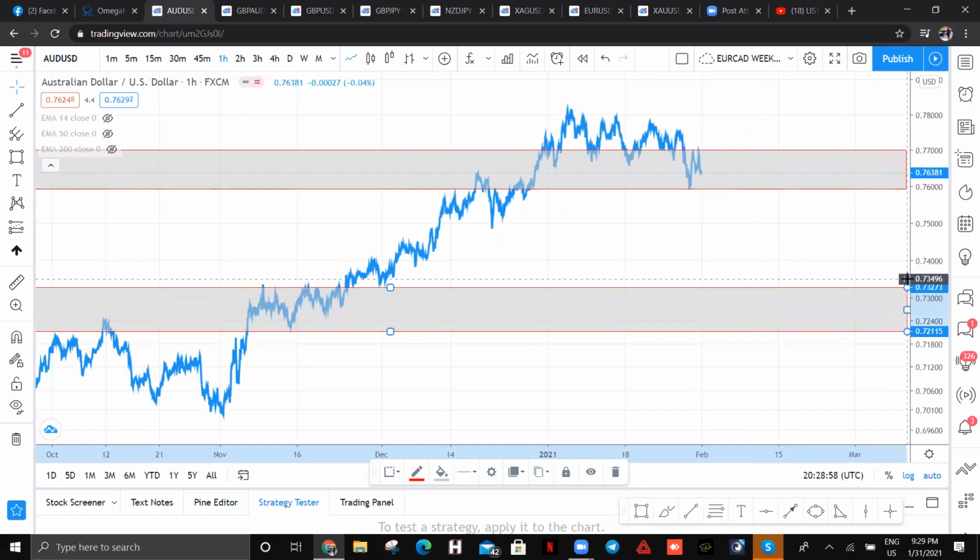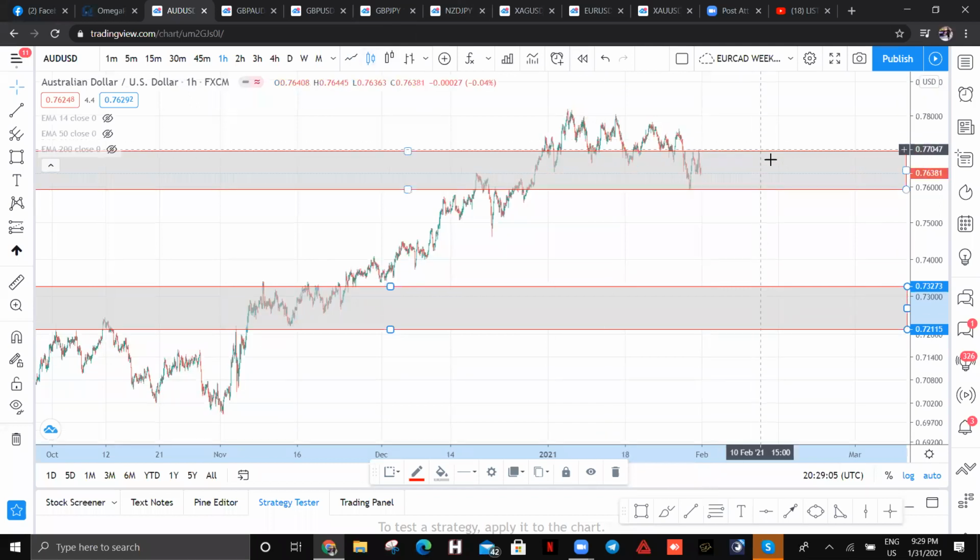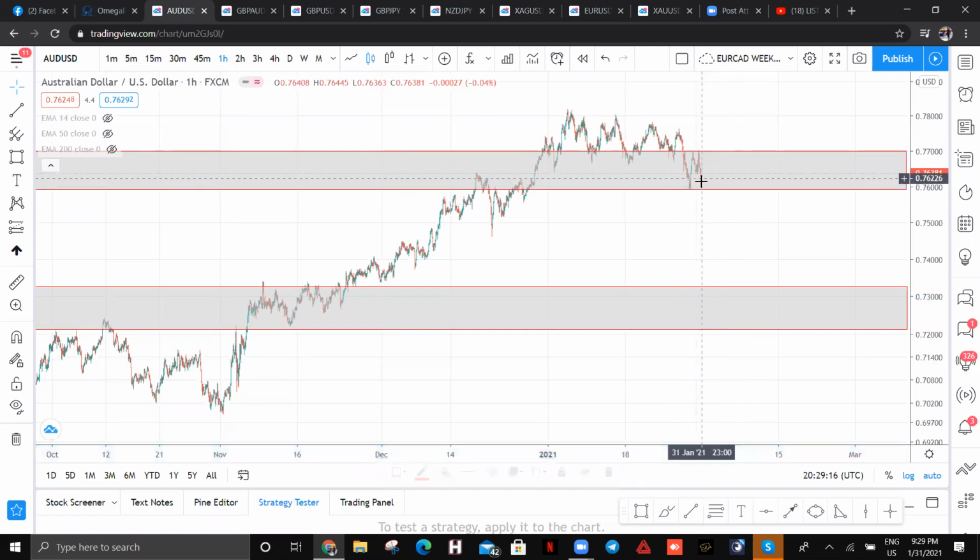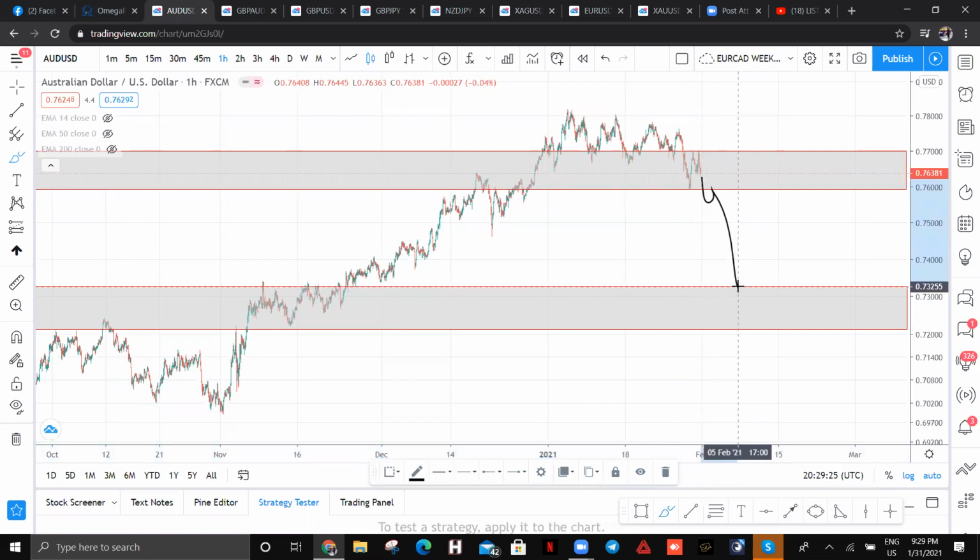What's my entry and exit strategy from this? It's as simple as ABC. By the time you change it back to candlestick, price is within this resistance zone. So what you do is wait until price breaks out of this zone, breaks out of this zone, retests it. Then you sell to the next zone. That is how this is.